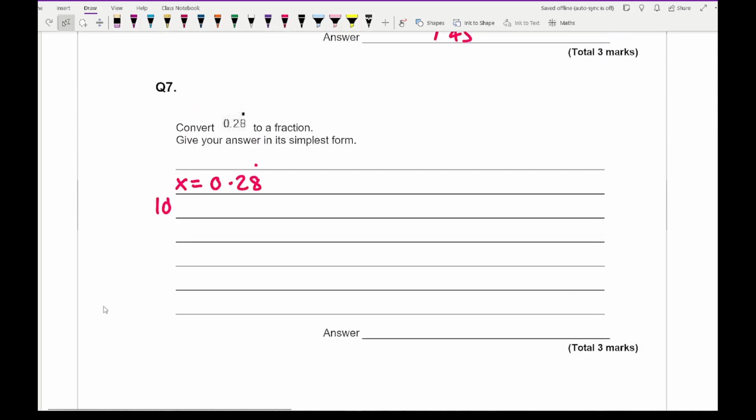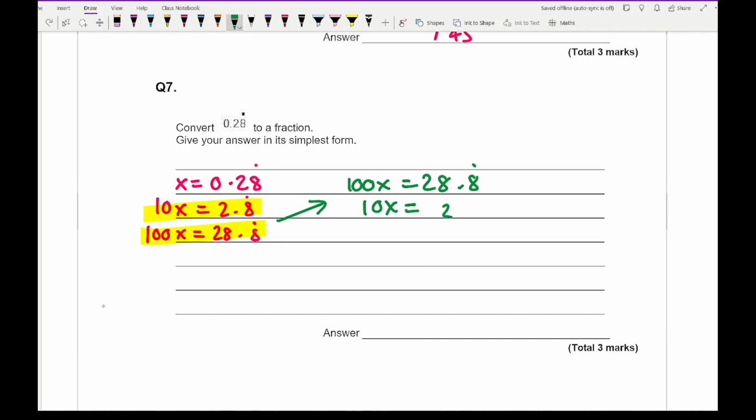So from this, we multiply it by 100, and we get 28.8 recurring. Then again, using these two, we get 100x equals 28.8 recurring, and 10x equals 2.8 recurring. Take the two away, 90x equals 26, so x equals 26/90, which is 13/45.